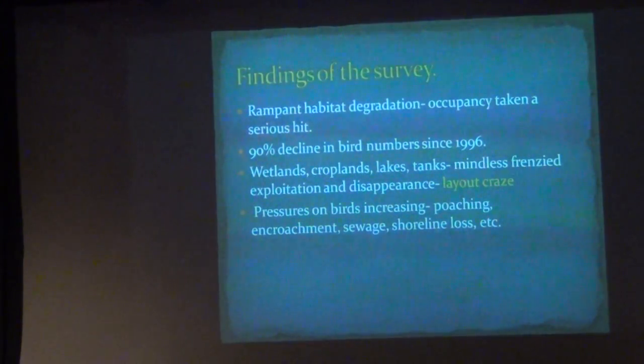So what we found from this survey was that the habitat degradation is extremely bad in most, especially in the urban lakes, and the occupancy has taken a serious hit in these lakes. The diversity hasn't taken such a serious hit. We aren't too sure right now because we haven't crunched the data, but visually what we see is the diversity in some lakes still survives, but the occupancy has taken a hit, and there is an estimated 90% decline in the population, and the pressure on birds is increasing these days with the sewage inflow, shoreline loss, encroachment, etc. That's it.